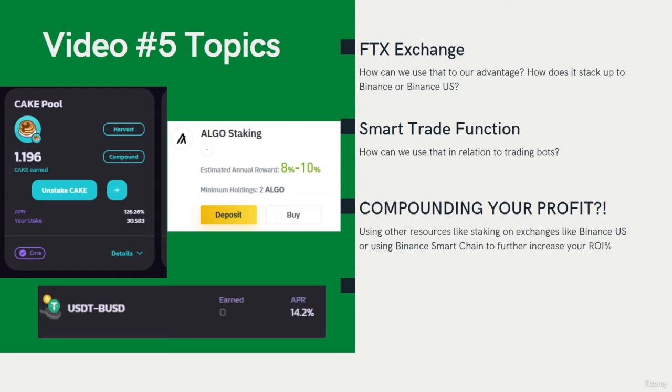Then I'm going to cover the smart trade function. How can we use that in relation to our trading bots? How can it help if certain particular instances or situations come up where the smart trade function can really be helpful to you? I will cover that also because I think it's important.